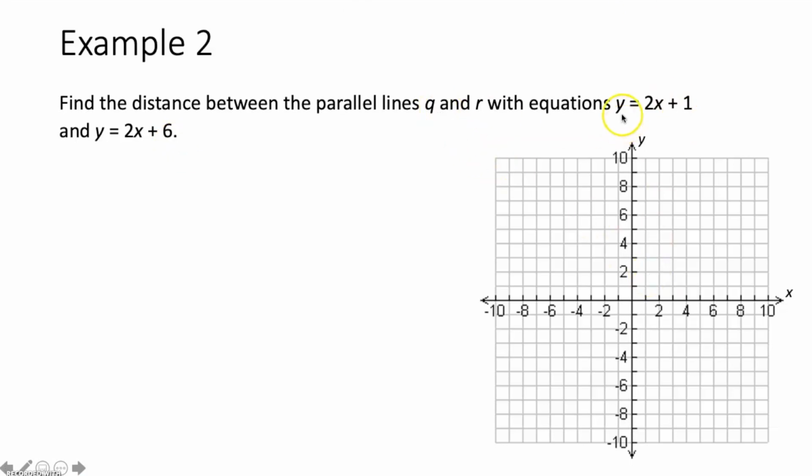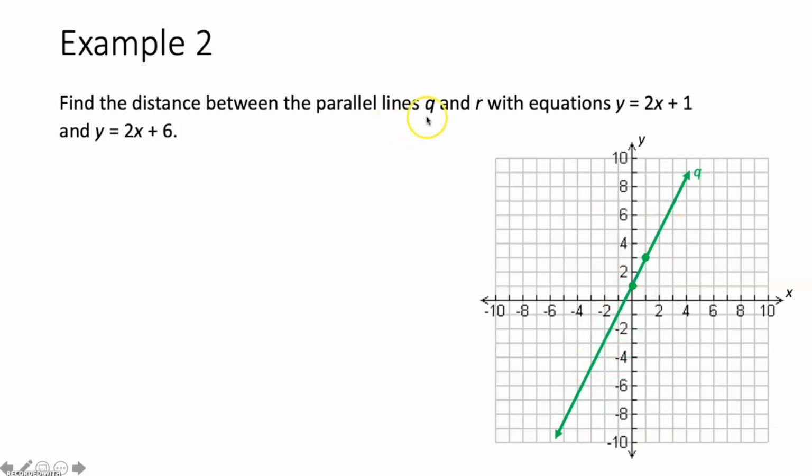So line Q has the equation y is equal to 2x plus 1, which means, since it's in slope-intercept form, we have a slope of 2 and a y-intercept of 1. So we go over to 1 on our y-axis, 0, 1, we put a point. That's our y-intercept. The slope is 2, which means we go up 2, right 1, put a point. Draw a line through those.